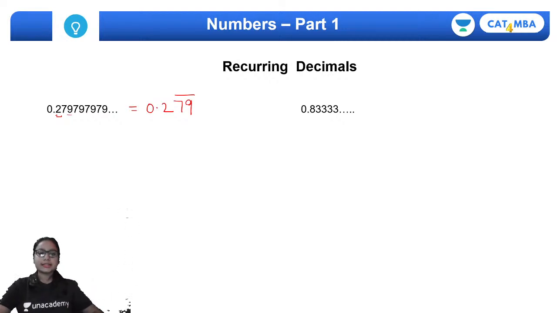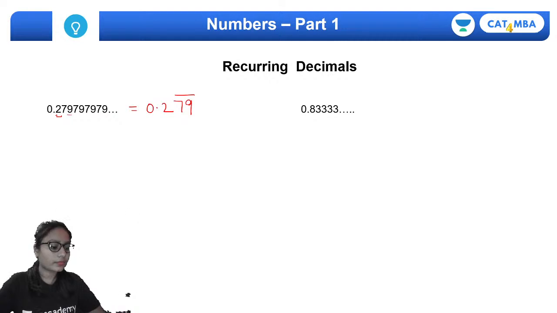Alright, so please think, let's see how we can convert this. I'm giving you a minute. Please try to convert this into fractional form.